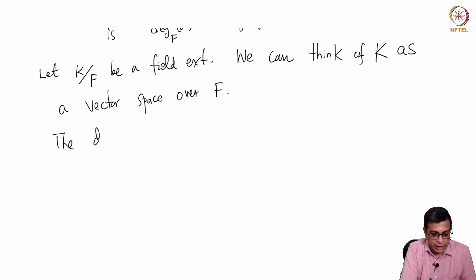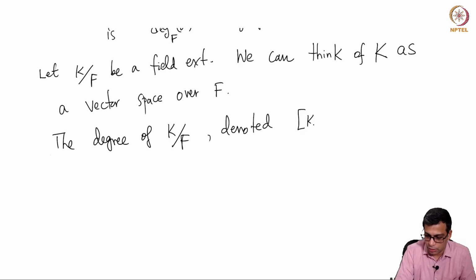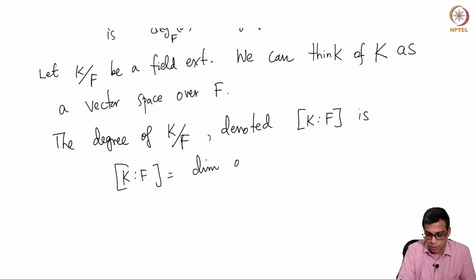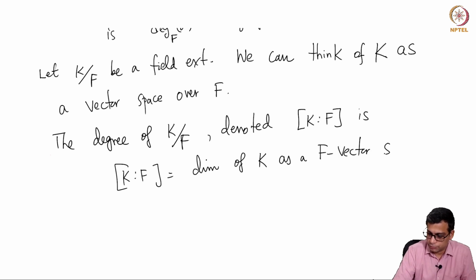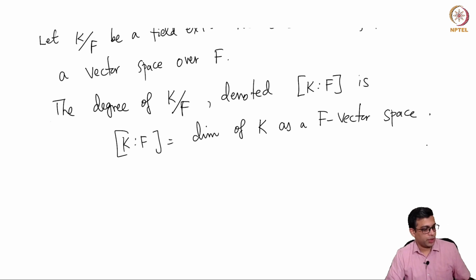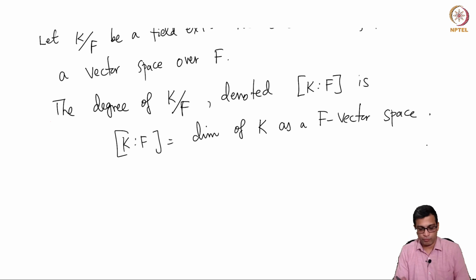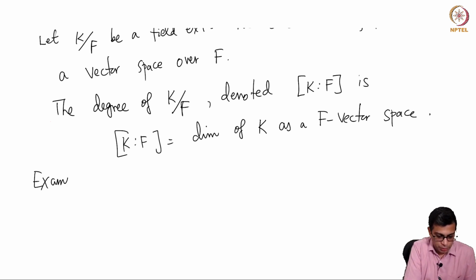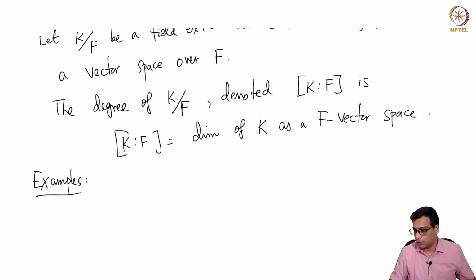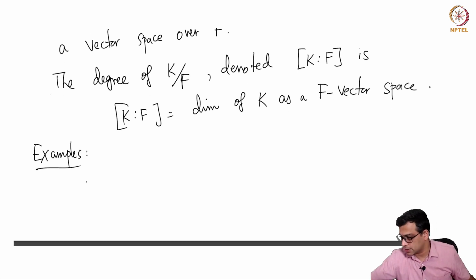The degree of this field extension, denoted by this symbol, is the dimension of K as an F vector space. Okay, so that is the degree of a field extension. Okay, so I think I have essentially recalled the main things for now that I want to discuss. So let's go ahead and discuss various examples.